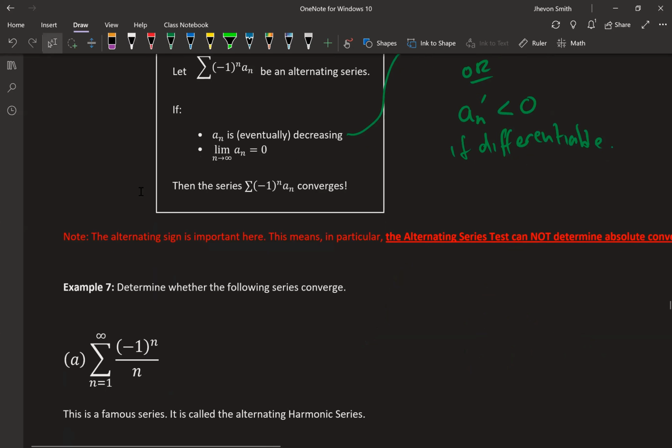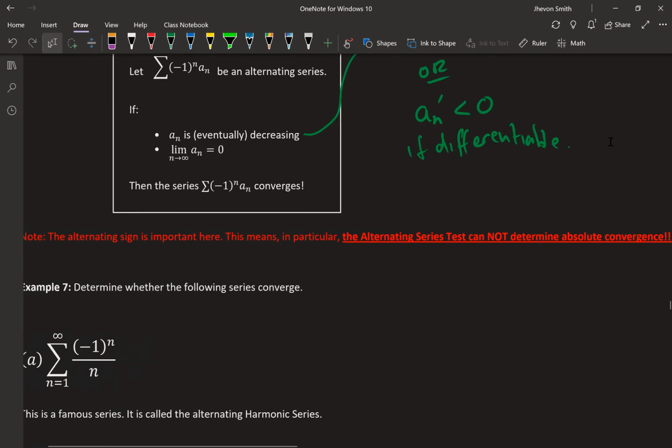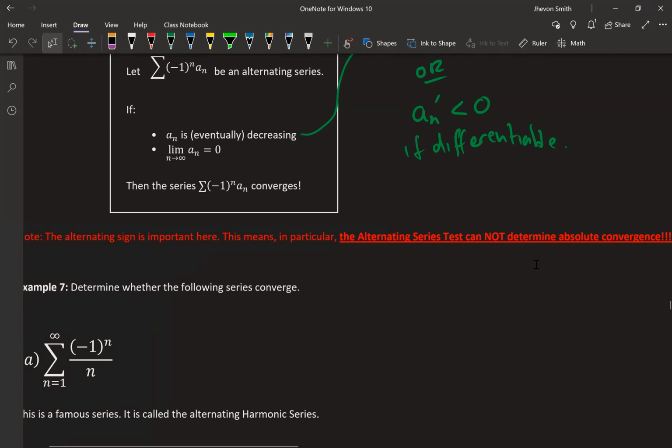Very, very important warning here. The alternating series implies that the signs are alternating, which means you need the negative terms in play. This means you cannot use this test to determine absolute convergence. Absolute convergence is, remember, when you put absolute values around all the terms and then see if it converges. If we put absolute values around all the terms, then it's no longer an alternating series, and we are not allowed to use this test.